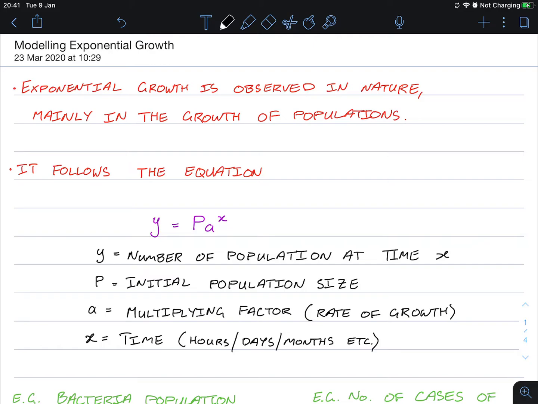Hello class, this is a video tutorial on modeling exponential growth. Exponential growth is observed mainly in nature, and it's seen mostly in the growth of population. It follows the following equation: y equals p times a to the power of x.